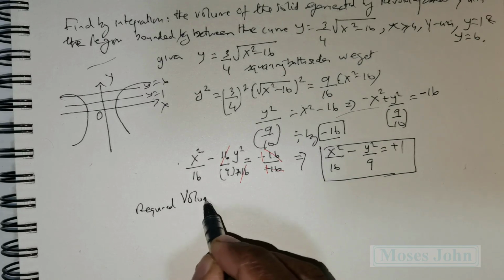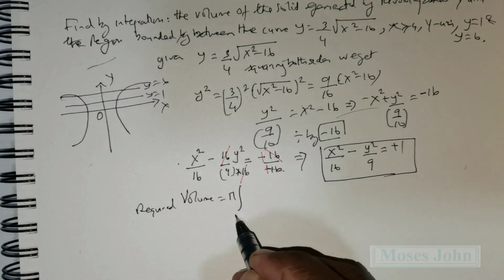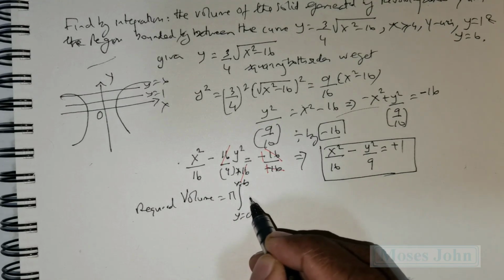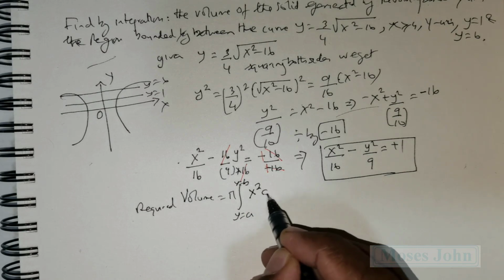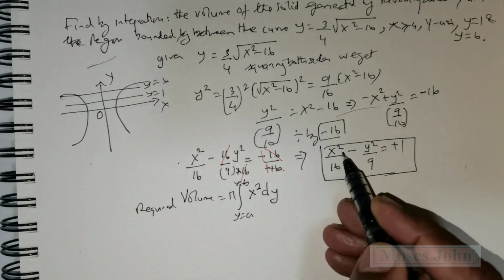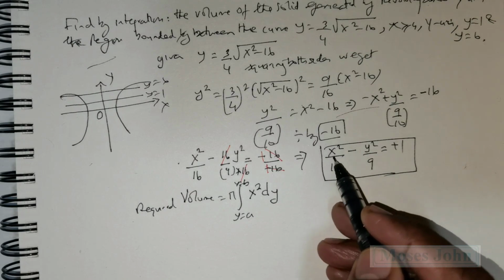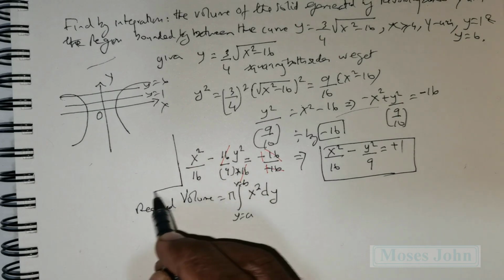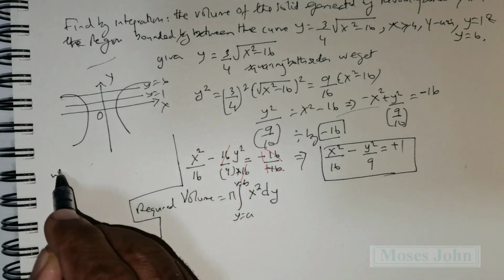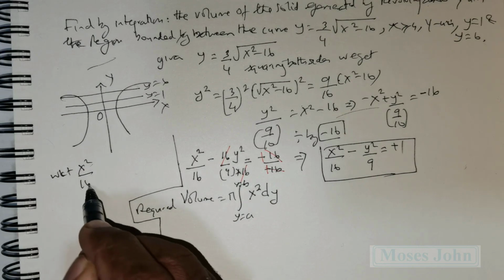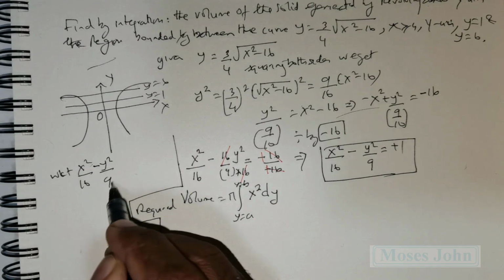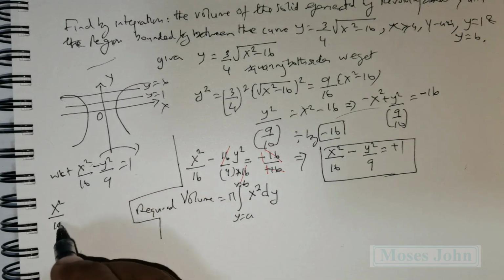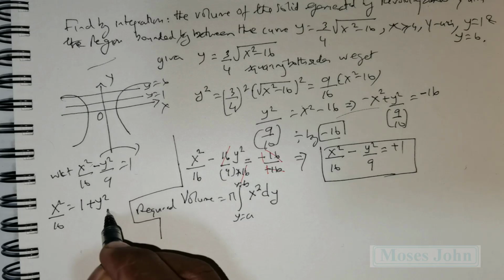So the required volume in this case would be pi times the integral, y varies from a to b, and instead of writing y squared, we would have to write x squared times dy. So we need to obtain the quantity of x squared over here. So how do we do that? We know that x squared divided by 16 minus y squared divided by 9 is equal to 1. So I move this onto the other side. That would give me x squared over 16 is equal to 1 plus y squared divided by 9.